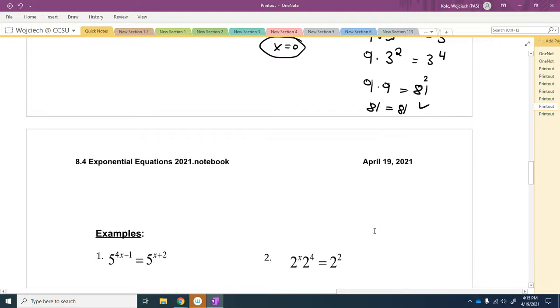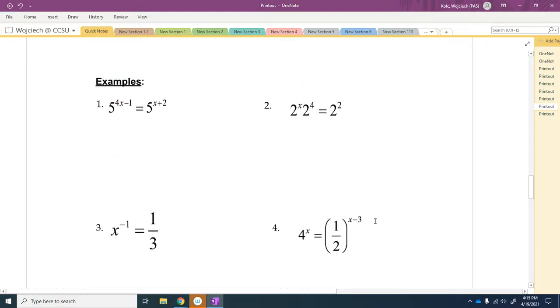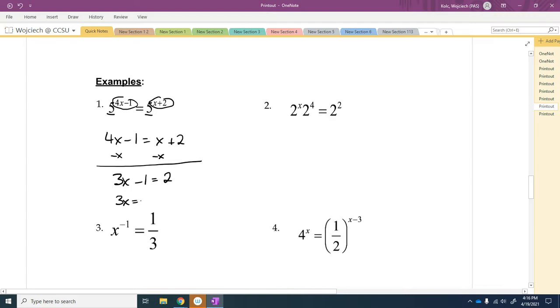Okay, now let's practice. What I have for you is 6 examples. Please remember, your goal is to have the same base. Example number 1 is actually very easy because 5 and 5 is the same base. Therefore, the exponents have to be the same. So 4x minus 1 is equal to x plus 2. Move x to the left. So you get 3x minus 1 is equal to 2. Add 1 to both sides. 3x is equal to 3. Therefore, x is equal to 1.